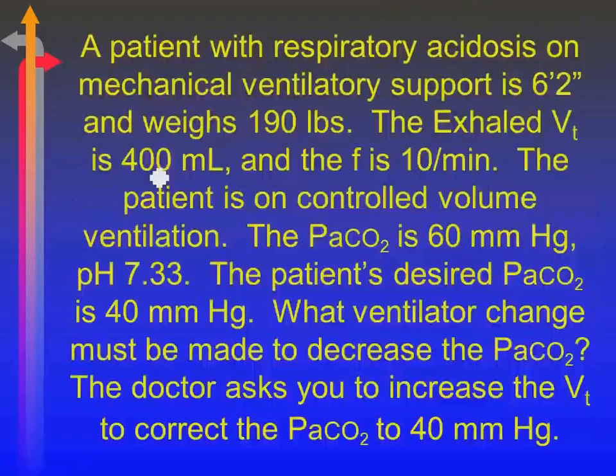Okay, a patient with respiratory acidosis on mechanical ventilator support. He's 6'2" and he weighs 190. The exhaled tidal volume is 400 milliliters and his frequency is 10. The patient is on controlled volume ventilation. He's being pharmacologically controlled. PCO2 is 60 with a pH of 7.33. The desired PCO2 is 40. What ventilator change must be made to decrease the PCO2? And the physician asks you to use tidal volume as your mechanism. Okay, so what do I need to change the tidal volume to be able to accomplish this?